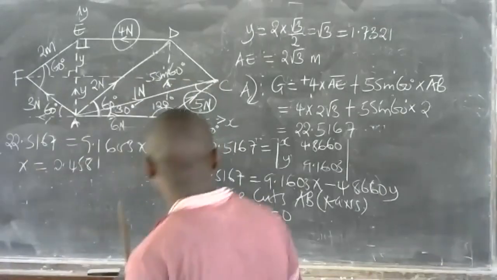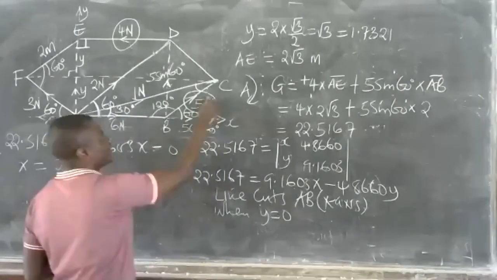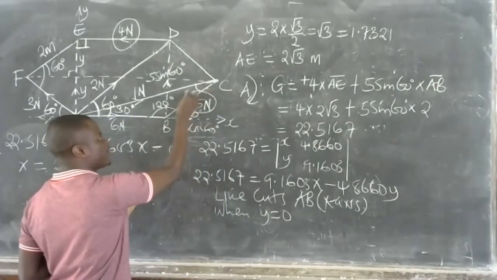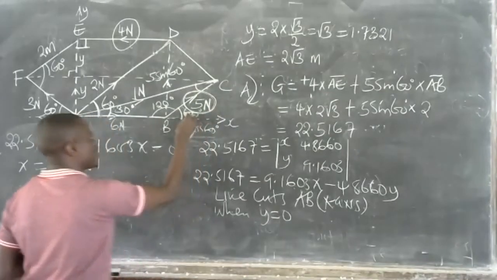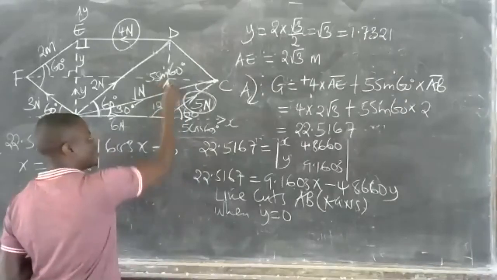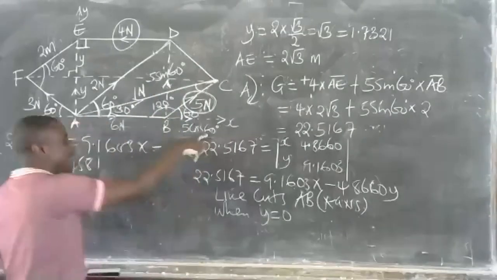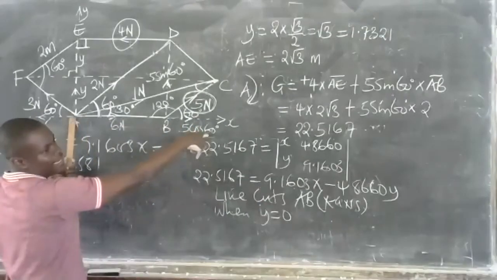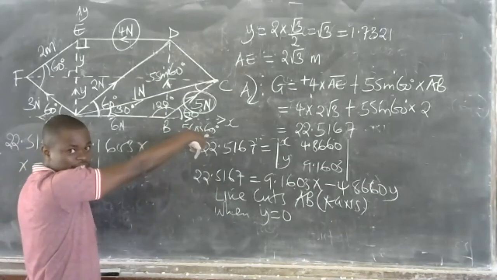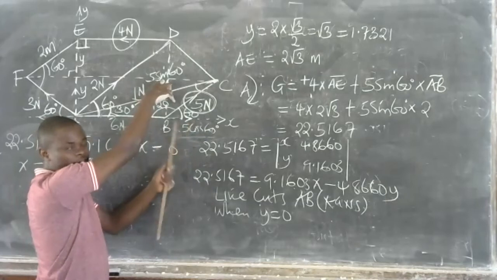Because you see that the 5 newtons that I've circled here have no perpendicular distance. That's why we use its 2 components. The first component horizontally is 5 cos 60 degrees, but its line of action is passing through A. That's why it is not considered. It has a 0 moment. Then the other component is 5 sine 60.